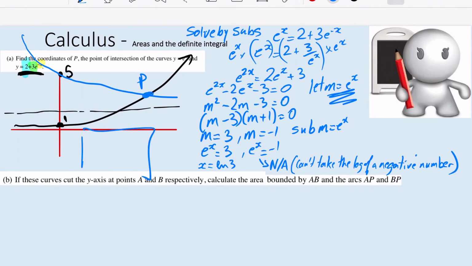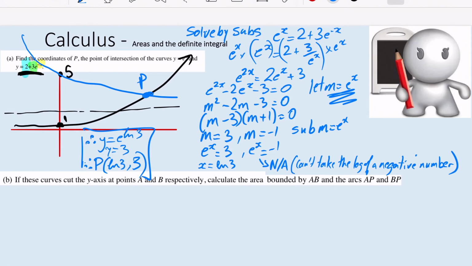Alright, so therefore y would equal e to the power of x, and x is equal to the log of 3, so y will equal 3. So we're just substituting for the value of y, so therefore p is the log of 3 and 3. Now that's a nice long solution over here, and it's involving lots of previous topics.